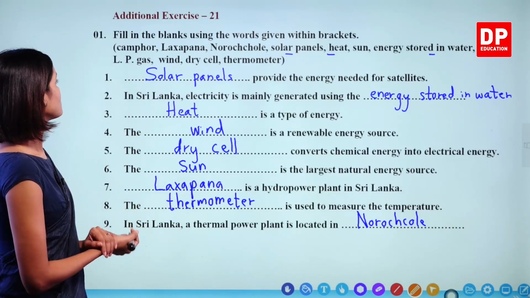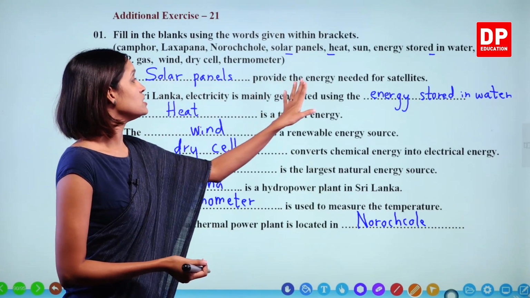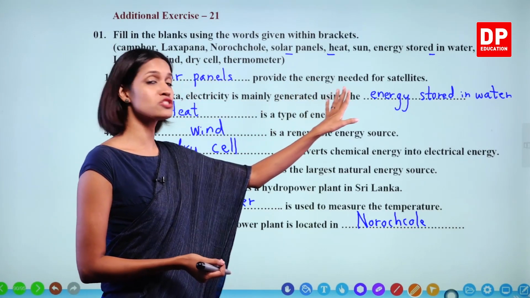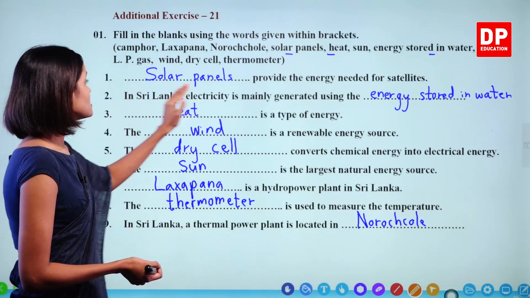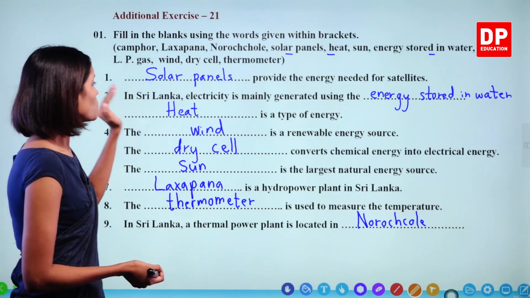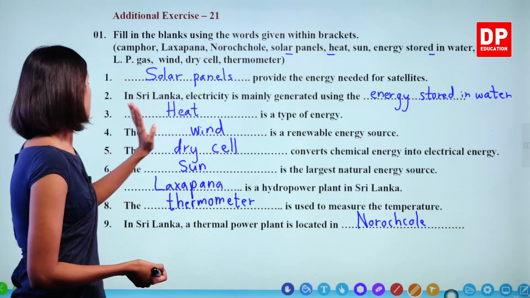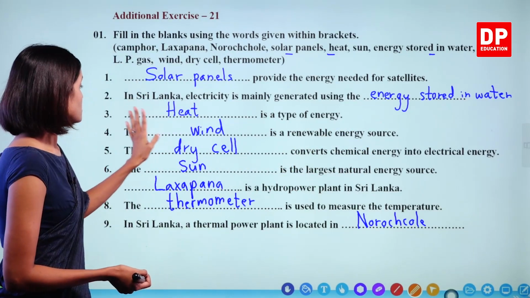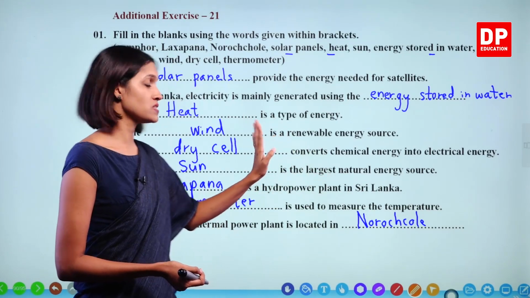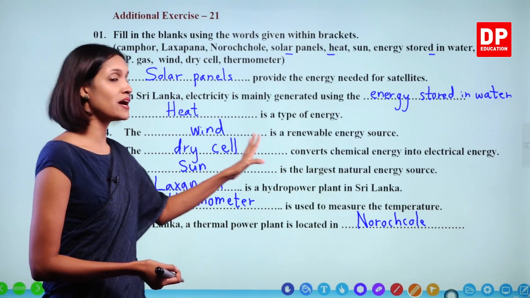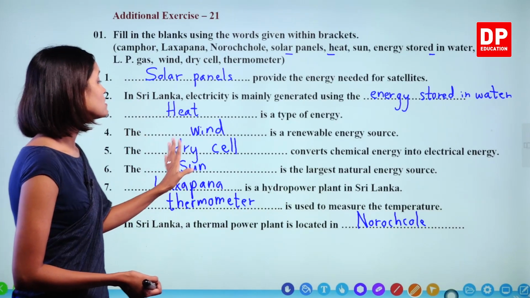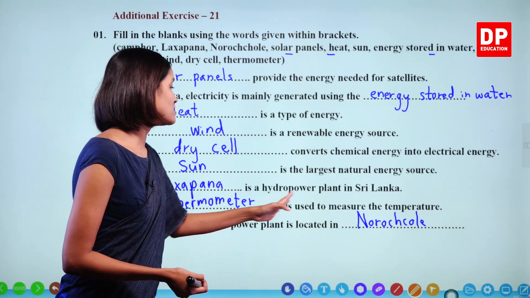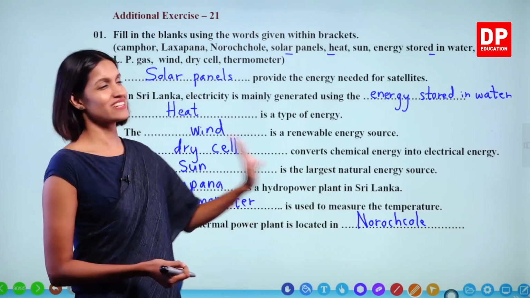Right, we'll go from the beginning. Solar panels provide the energy needed for satellites. In Sri Lanka, electricity is mainly generated using the energy stored in water. Heat is a type of energy. Wind is a renewable energy source. The dry cell converts chemical energy into electrical energy. The sun is the largest natural energy source. And Lakshapana is a hydropower plant in Sri Lanka. The thermometer is used to measure the temperature. And in Sri Lanka, a thermal power plant is located in Norochcholai. Okay, children? Right.